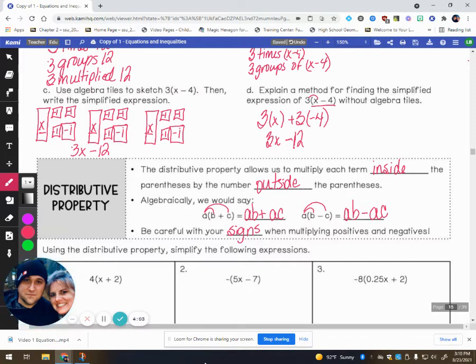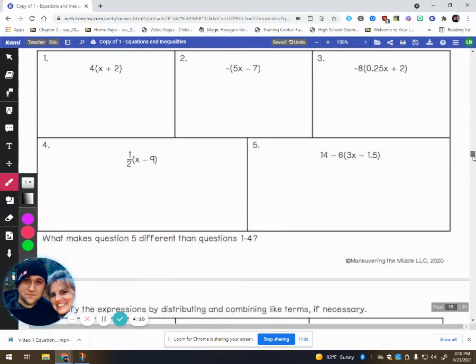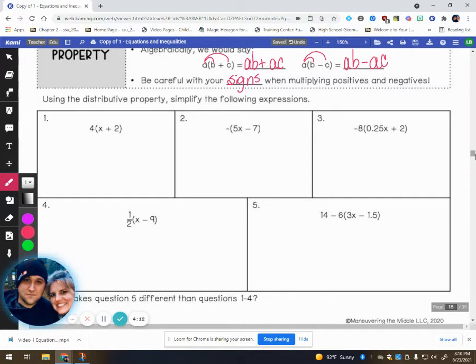So using this distributive property, let's simplify the following expressions. Okay, 4 times x plus 2. We're going to take this 4 outside and multiply it by the x. So I have 4 times x. We take that 4 and multiply it by the 2. Remember, it's a positive 4 outside that's being multiplied by a positive 2. So when I simplify that, I'm left with 4x plus 8. I encourage you at this time to pause the video and try the rest of these on your own.